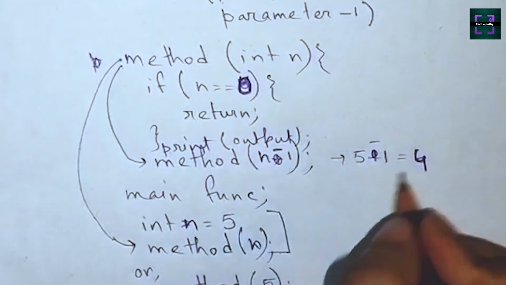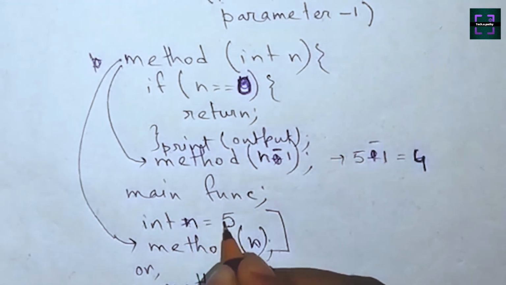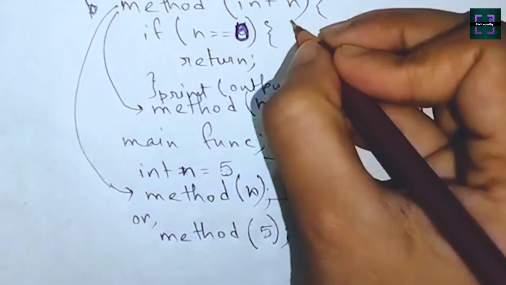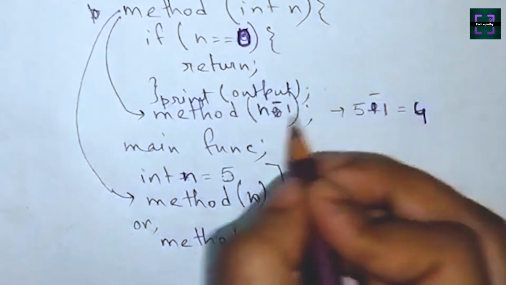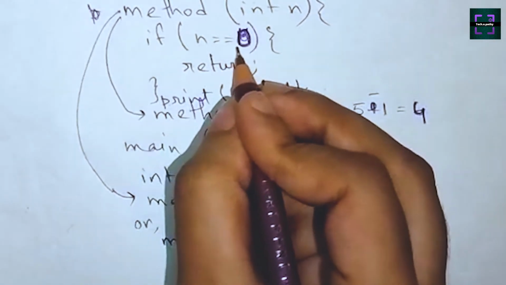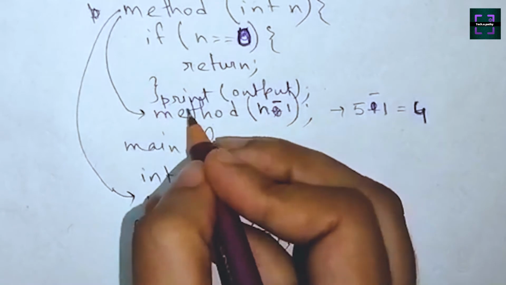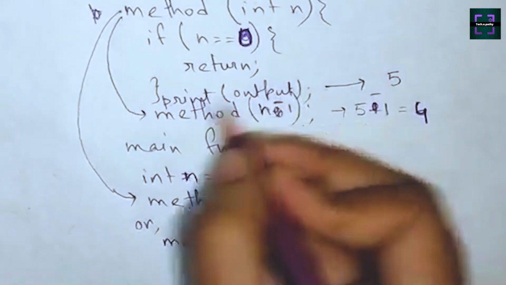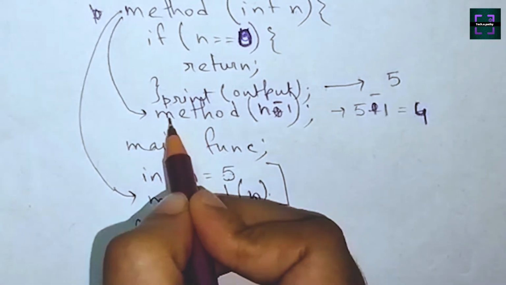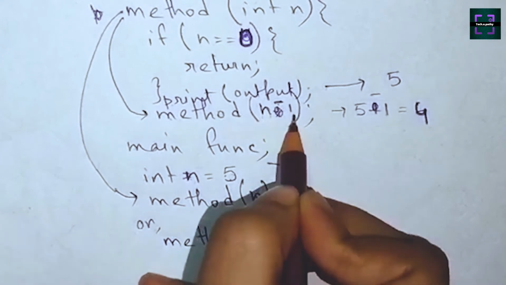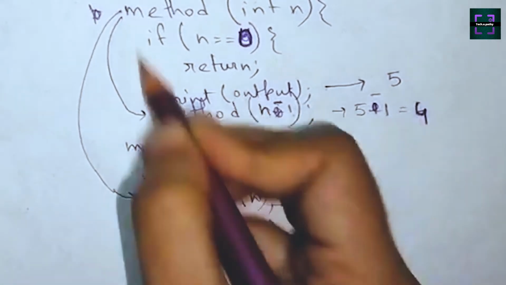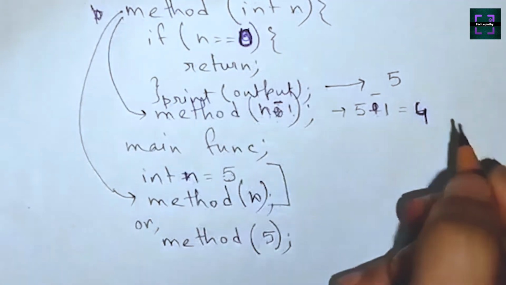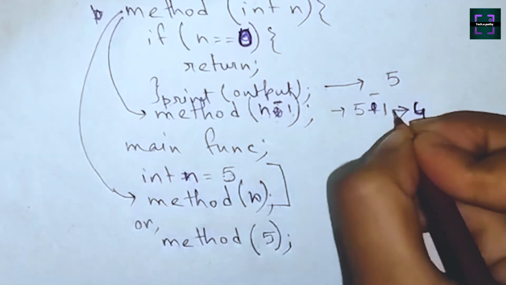So in this line, first our n is equal to 5. We are giving n equals 5 and calling this method. It will go inside this loop. Now n equals 5. Is n equal to 0? No, it will come out of the loop and print. It will print 5. Then it will go inside method with n equals n minus 1. So now n equals 4. It will check that n equals 0. No, it will print 4.